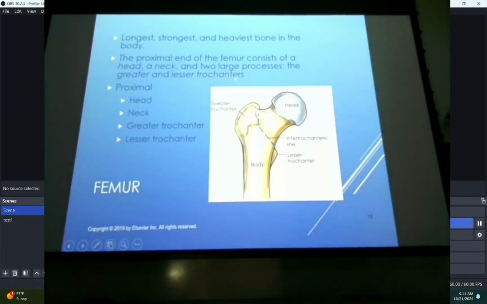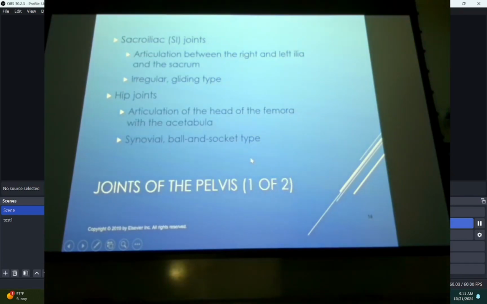All right, so the femur, we've talked about this. In the femur, we've got the longest, strongest bone in the body. And we've got the head, we've got the greater trochanter, intertrochanteric line. That would be your surgical neck, femoral neck, whichever one you want to call it, lesser trochanter, and then we've got the body that eventually becomes the distal portion.